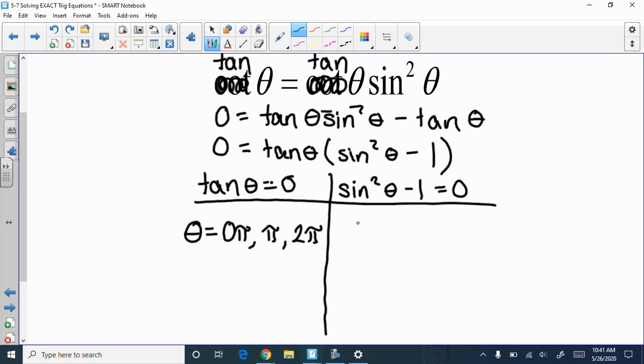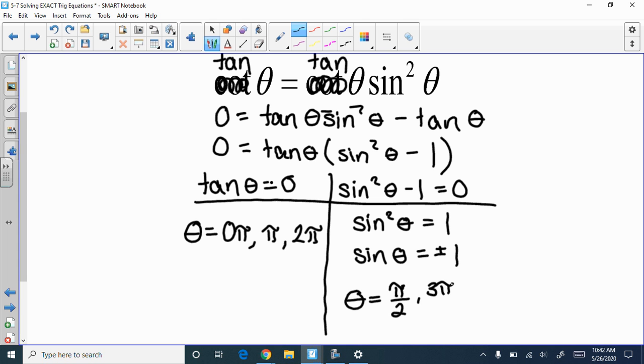If I solve on the other side here, I'm going to add 1, so sine squared theta equals 1. Then I take the square root, and sine theta equals plus or minus the square root of 1, so plus or minus 1. So now you've got to realize that there's going to be multiple solutions to this. When does sine of theta equal plus or minus 1? Well, that's going to be at pi over 2 as well as 3 pi over 2. And those are our solutions. So we have a total of 5 of these solutions.